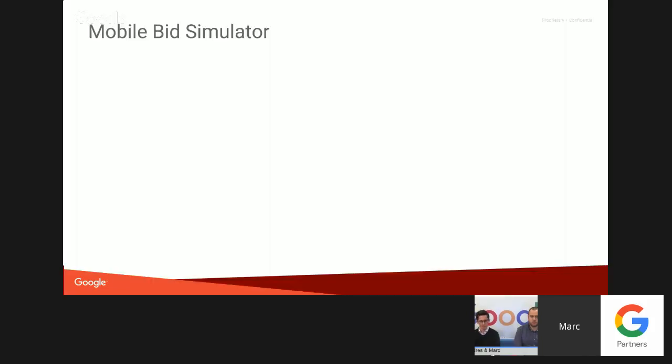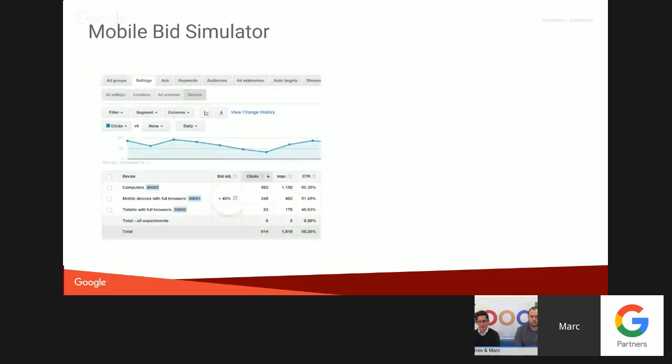So what exactly is the mobile bid simulator tool? This is an AdWords interface enabled tool that you can find underneath your settings devices tab, right where the column of the bid adjustment is. As you can see in the image in front of you, this can be found right next to the bid adjustment. There's a little chart icon. This is the mobile bid simulator tool.